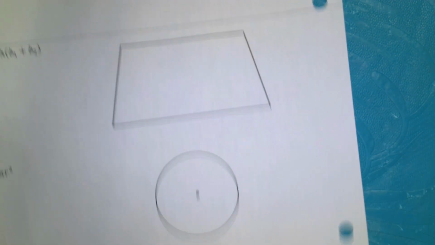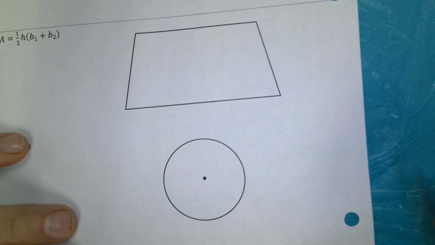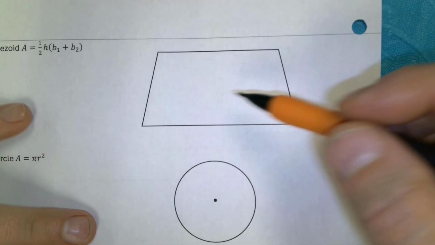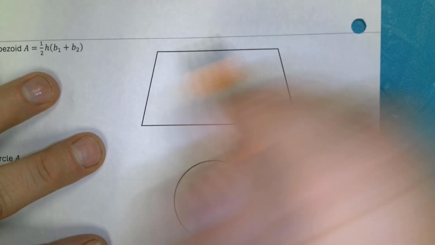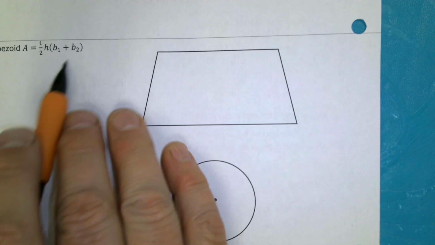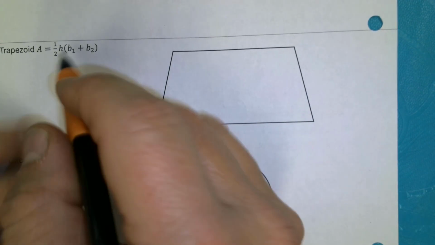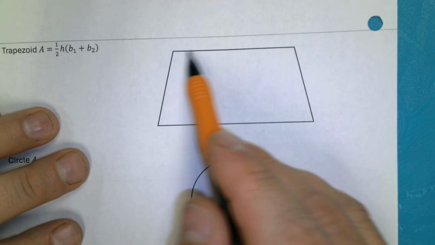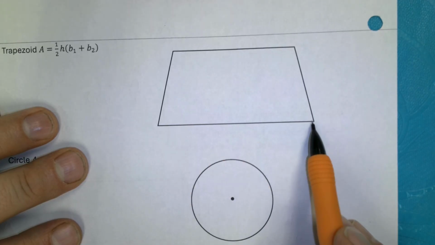All right, this is part 2 of lesson 3.2 for Math 1 on finding area. And our next figure, we're going to have a trapezoid. And boy, this equation looks a little bit different. We have a B1 and a B2. That's because we have two different bases. You have a top base and a bottom base.